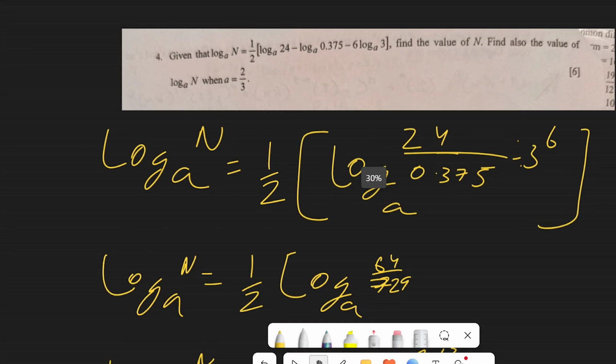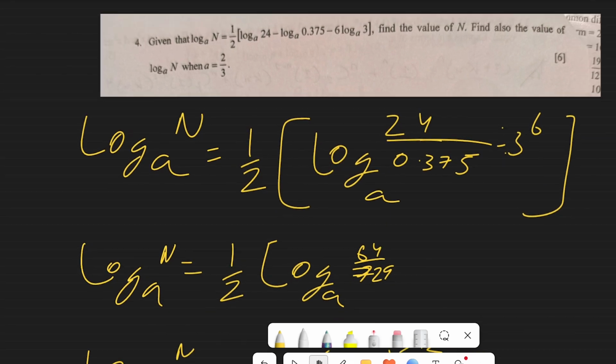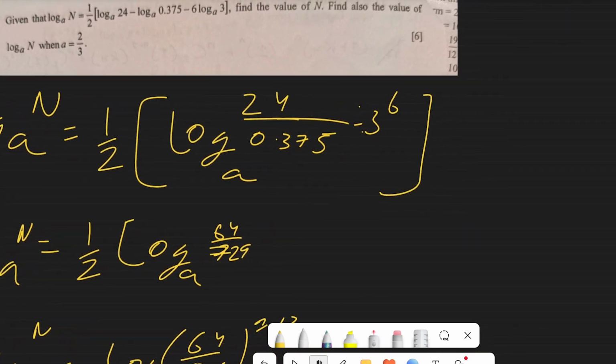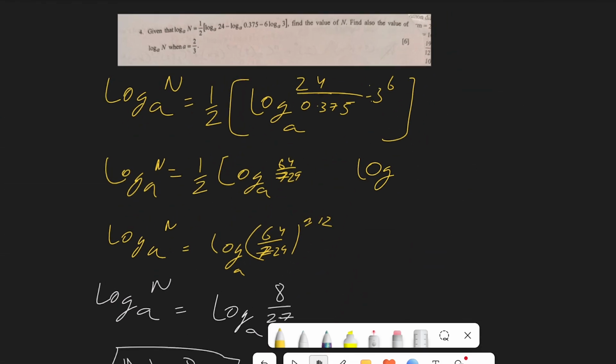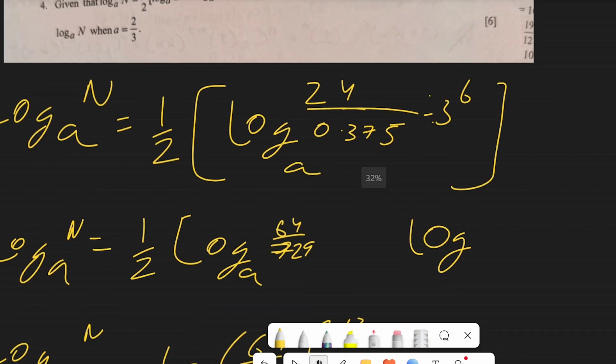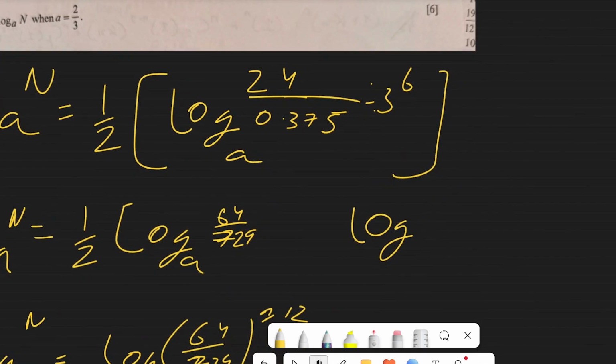Now what is this? Find the value of log of n to the base a when a equals 2 over 3. Now that we know that a equals 2 over 3, and n is equal to 8 over 27, we need log of 8 over 27 to the base 2 over 3. This is the entire crux of it.